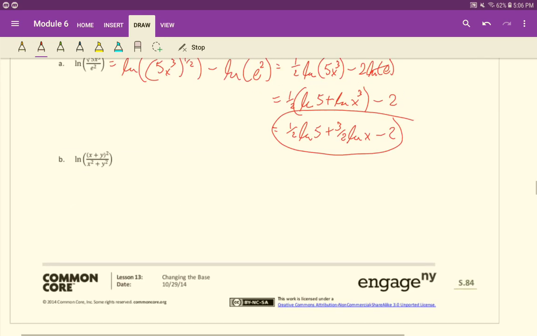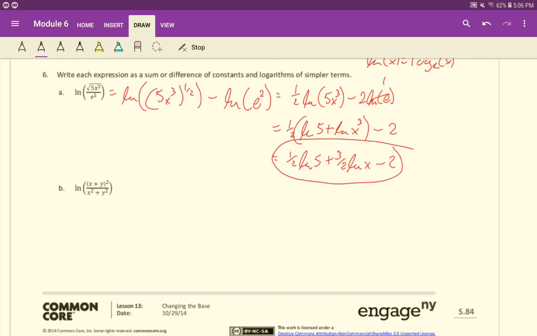Okay, let's go ahead and finish letter B here just to be done. The big thing I see here is division. So we'll make this the natural log of the numerator, x plus y squared, minus the natural log of x squared plus y squared. Again, since the entire quantity is being raised to the 2, we can bring the 2 out.